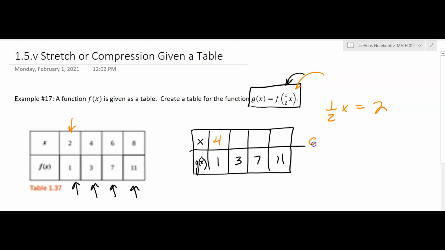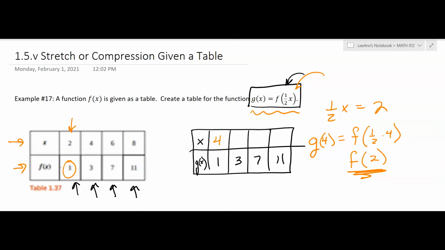Now watch what happens when I take g of 4, looking right here at the function they gave me. It's going to be f of 1/2 times 4. Well, what's 1/2 times 4? 2. Now when you want to find f of 2, that's going to go back to the f function right here. And so your input is 2, your output is 1. Okay? I should let you stop and think about that for a minute. A little bit fast there. Hopefully that's making some sense.